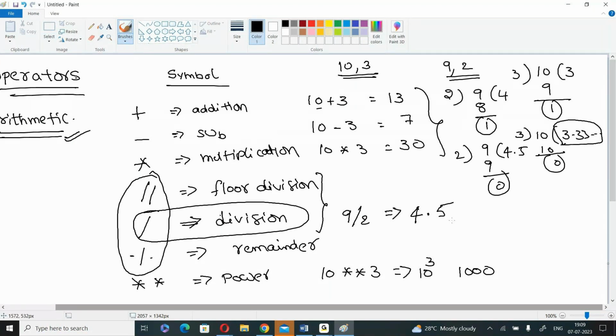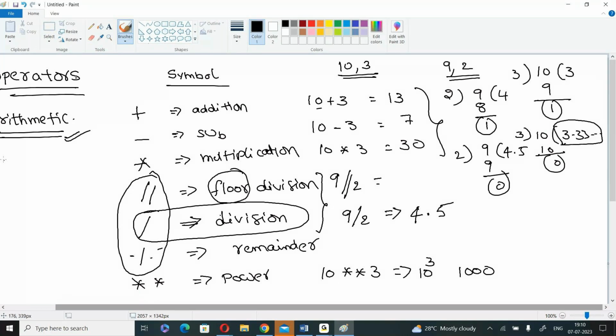The answer is 4.5. Now 9 double slash 2. Here the numerator is an integer, and the denominator is also an integer. Here both are integers, so the result is also an integer. Remember the floor division. What is meant by the term floor? I think in mathematics everyone knows the term floor. Anyway, if you don't know, I will explain.